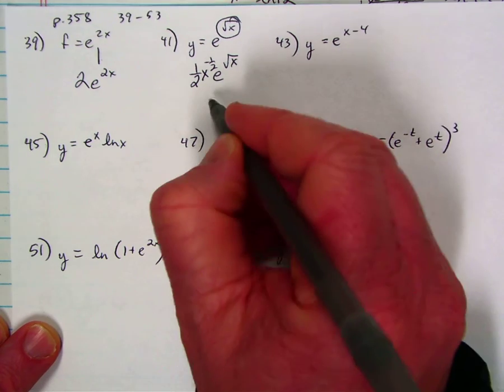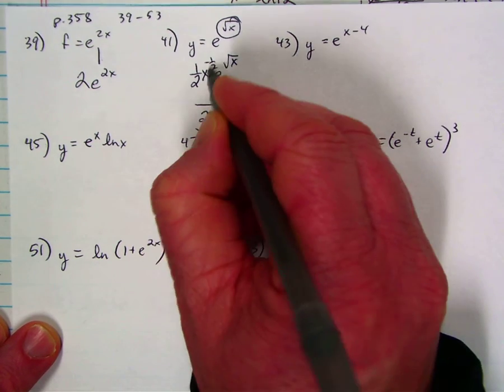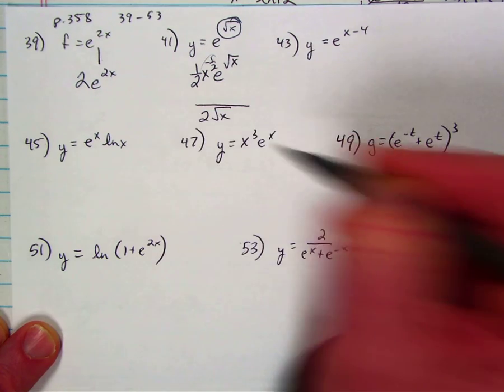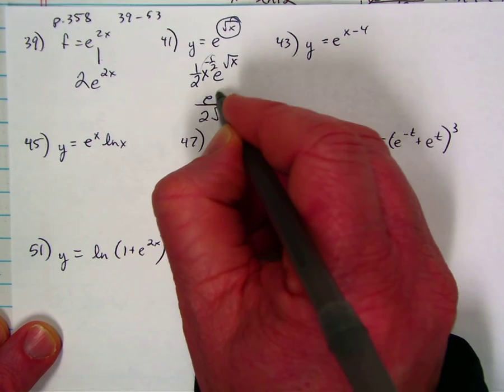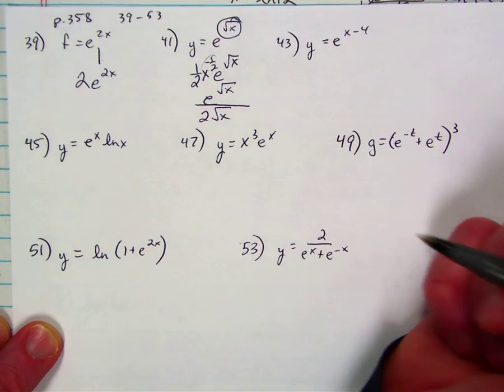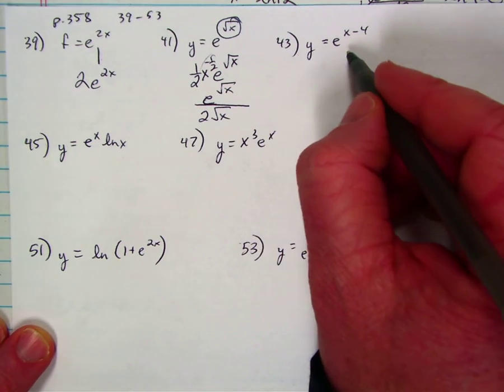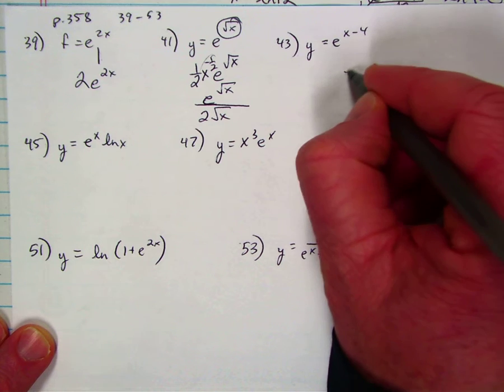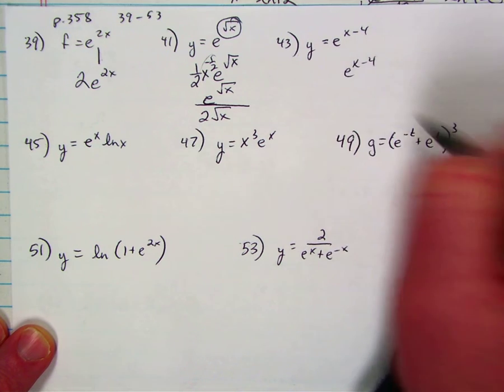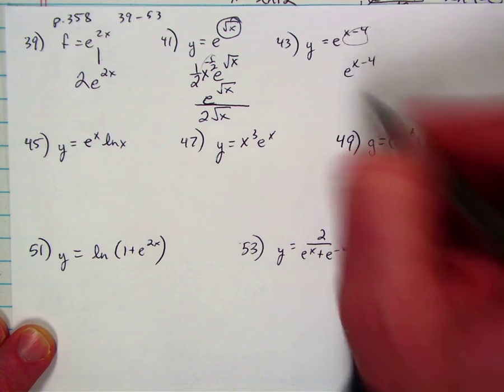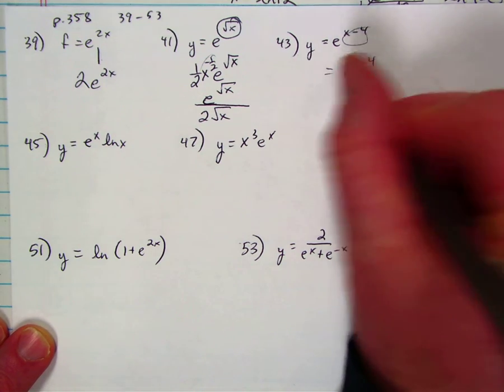If you want to clean this all up, the negative 1/2 goes here with the radical x, e to the radical x over 2 radical x. And that can bother you if you want to rationalize that. It doesn't bother me. Derivative of e to the x minus 4. So the derivative of the exponent is just 1. So these are the same.